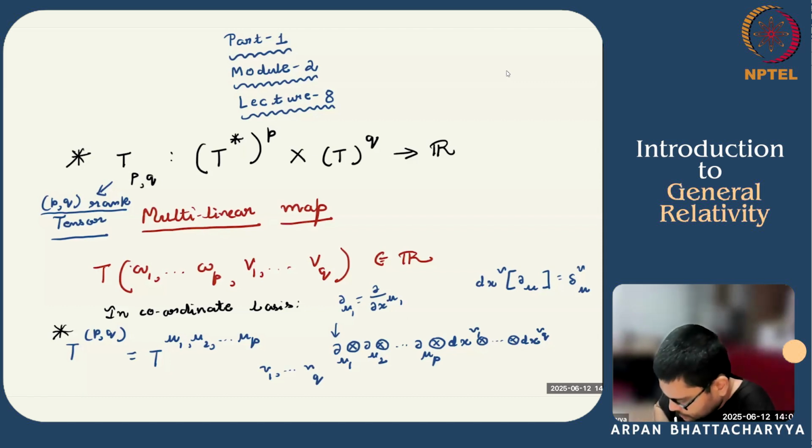And also, this is the defining relation between the basis of a one-form and the basis of a vector. Basically, dx takes a del and spits out the Kronecker delta. Remember, when mu equals nu, this is 1, and when mu and nu are not equal to each other, this is 0. That is the definition of the Kronecker delta. Okay.